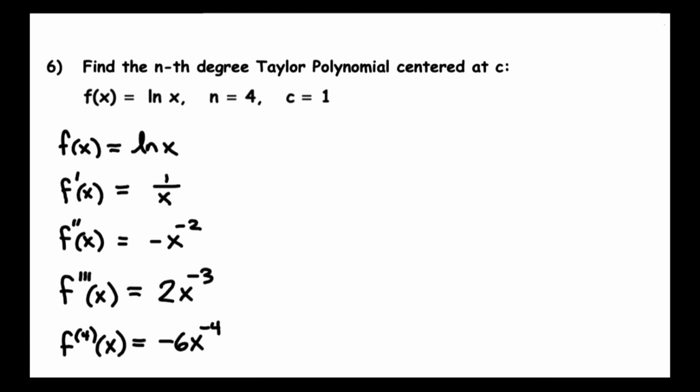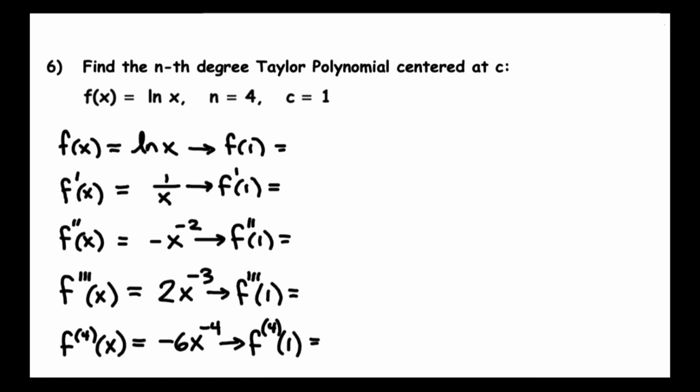All right, now it's not centered at 0, it's centered at 1. All right, let's put the 1's in. Natural log of 1 would be 0. You put a 1 in here, you get 1. This will be negative 1/x squared. Negative 1 over 1 squared, of course, is negative 1.